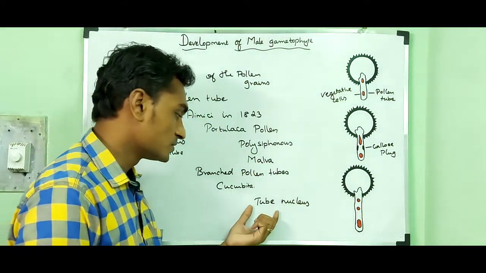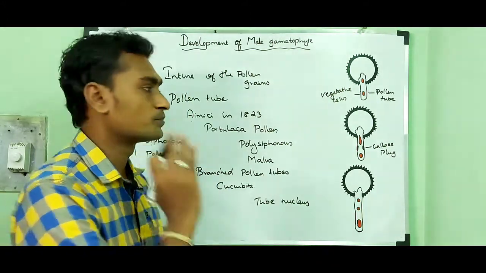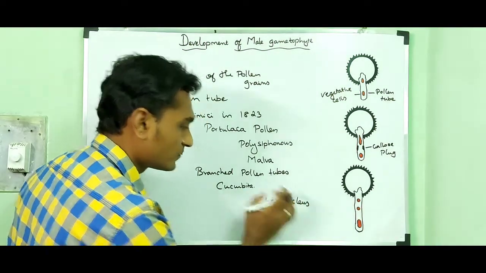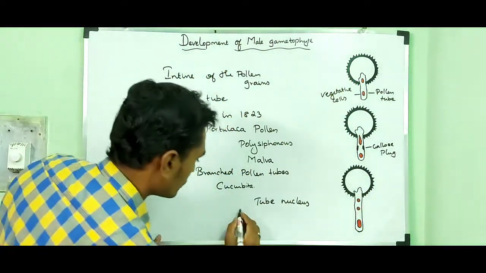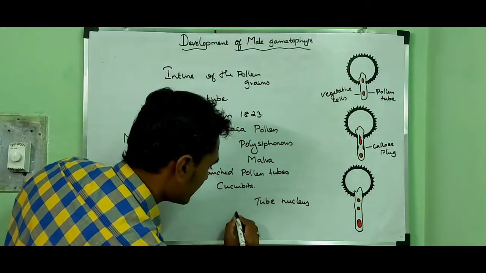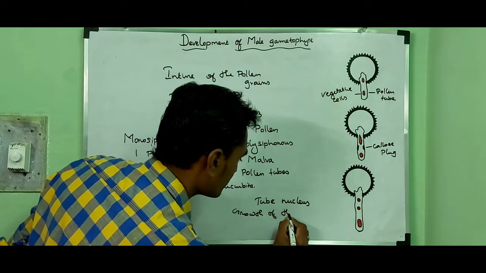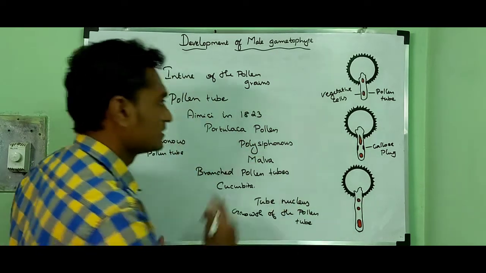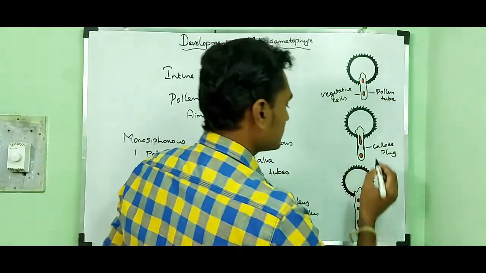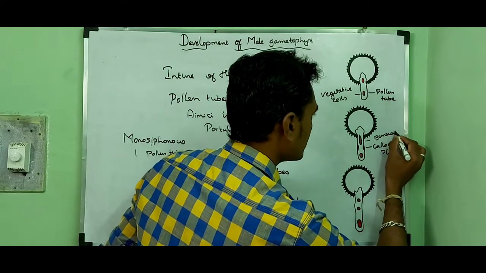So this tube nucleus plays an important role in directing the growth of the pollen tube. The tube nucleus-ஓட function என்ன? It only directs the growth of the pollen tube. சரிங்களா? Then this cell is the generative cell. இதை நம்ம என்ன சொல்றோம்?